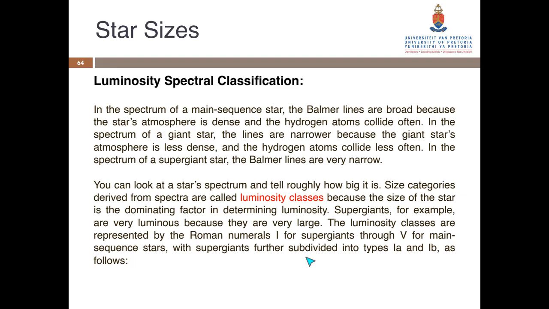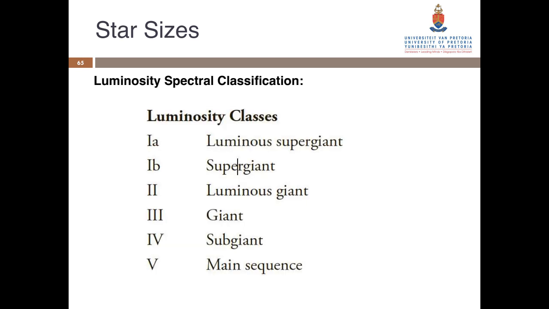Supergiants, for example, are very luminous because they are very large. The luminosity classes are represented by the Roman numerals I for supergiants through V for main sequence stars, with the supergiants further subdivided into types Ia and Ib. So when we divide it into our classes, type Ia is a luminous supergiant, Ib is a supergiant, type II is a luminous giant, type III a giant, type IV a subgiant, and type V a main sequence star.